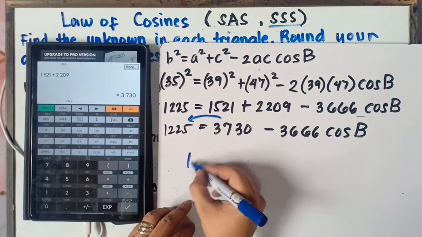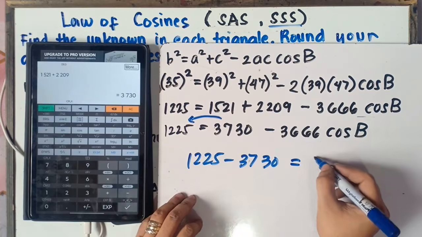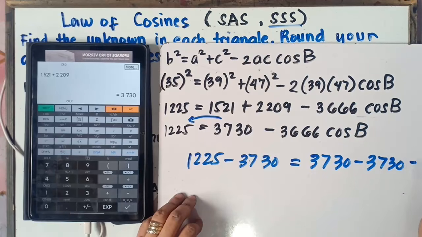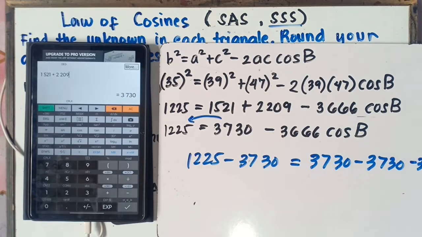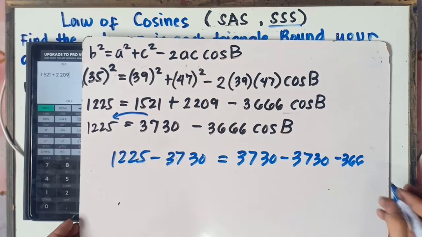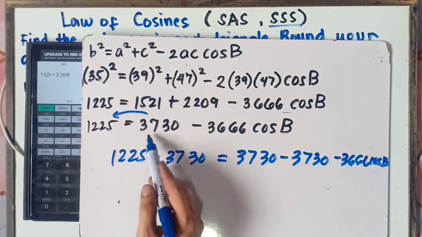You can do this one: plus 1225 minus 3730 is equal to 3730 minus 3730 minus 3666 cosine B. Applying the subtraction property of equality, 3666 cosine B. You can do this one, class: subtract both sides by 3730.